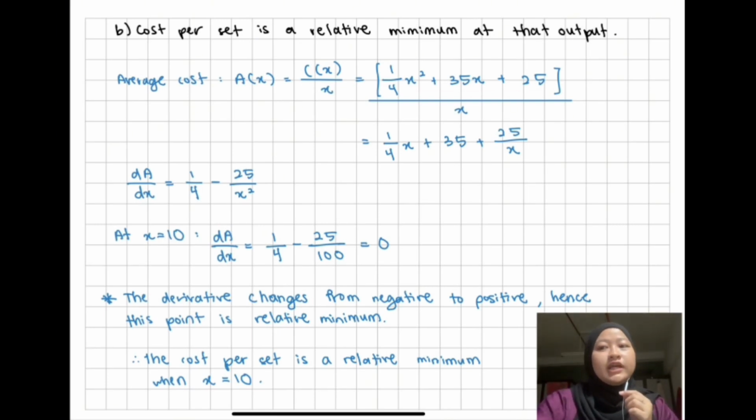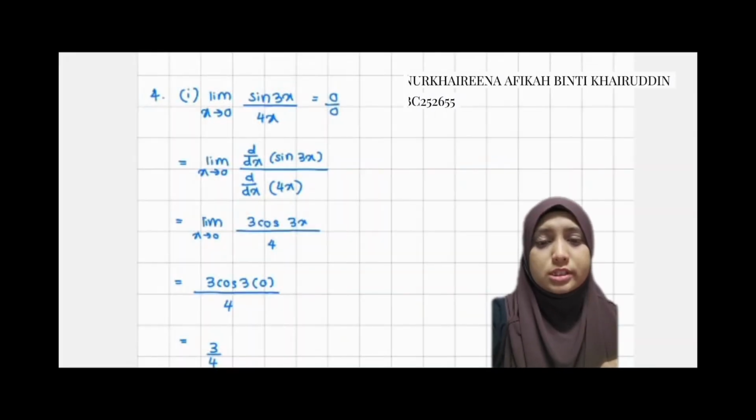The derivative changes from negative to positive. Hence, this point is a relative minimum, and the cost per set is a relative minimum when x equals 10. That's all. Okay, now for question number 4.